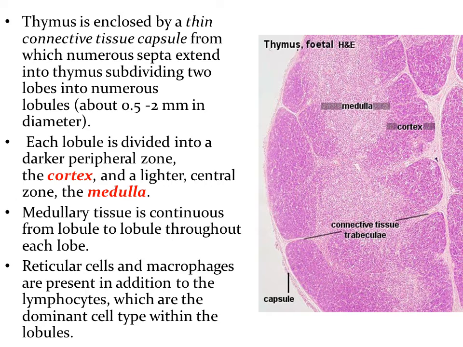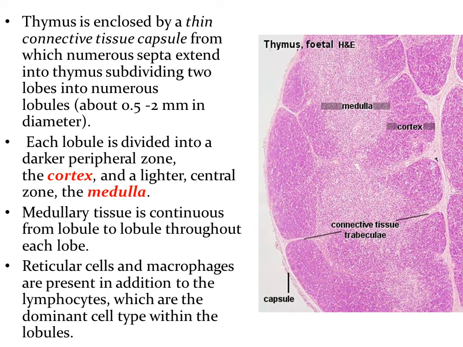And look at this picture. This is the capsule of the thymus. This is the whole capsule of the thymus, and these are the trabeculae, which extend from the inner side of the capsule into the parenchyma of the thymus and divide the parenchyma into lobules. But these lobules are not isolated; they are connected to each other.